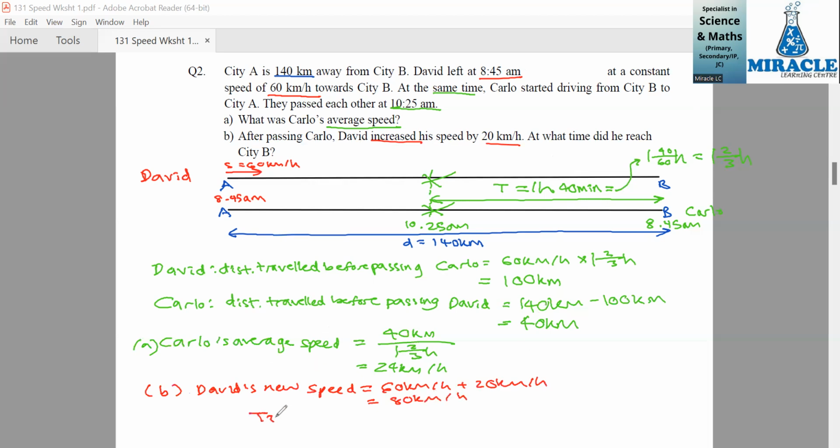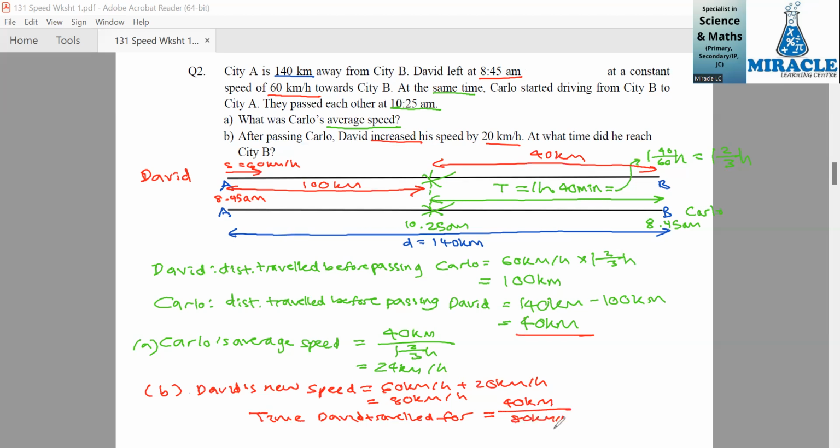So the time David traveled for would be distance divided by speed. We know he has 40 km left to go because David traveled 100 km. So he has 40 km left. So 40 km divided by 80 kilometers per hour gives us half an hour.